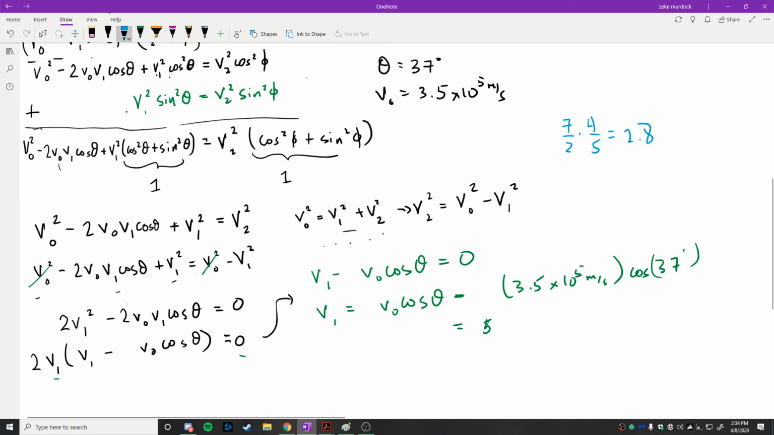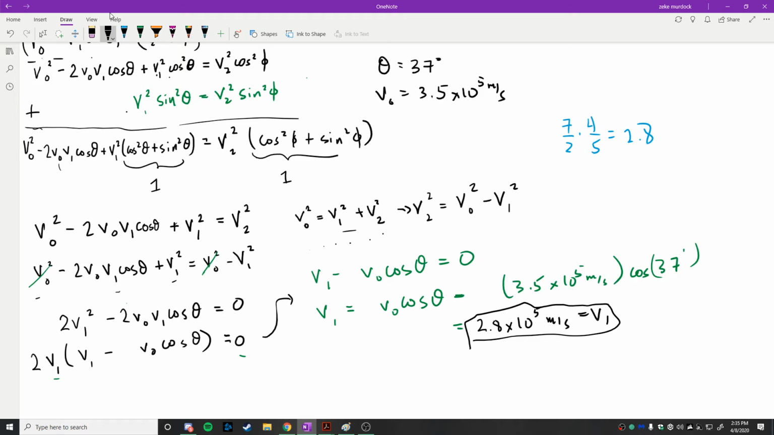So I think the answer is going to be 2.8 times 10 to the 5 meters per second. And that's the answer for what V1 is, and we can use this to solve for all the other things now, too.